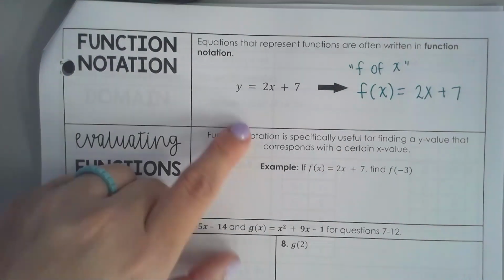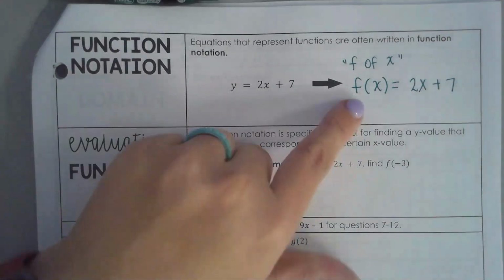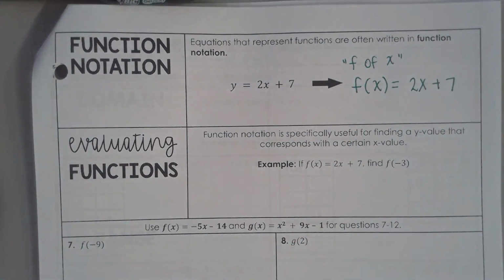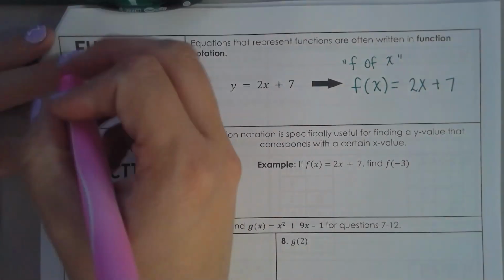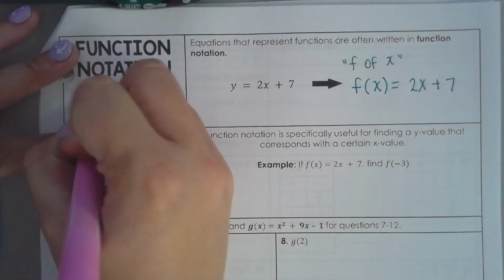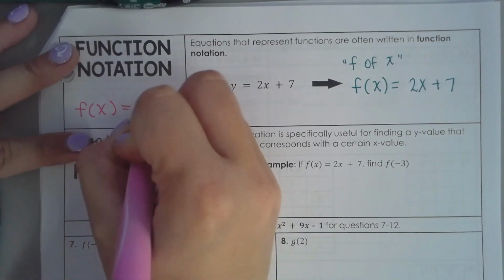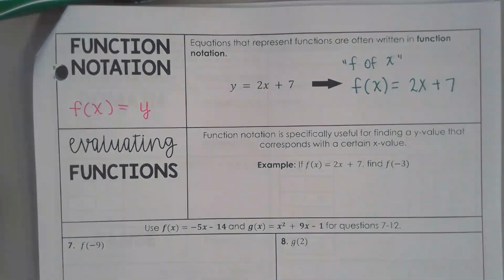All that I did was change the y. I just changed it to f of x. We need to remember that f of x equals y. They're the same thing. Literally like having a dollar bill or having 4 quarters. They look so different, but they're worth the same.